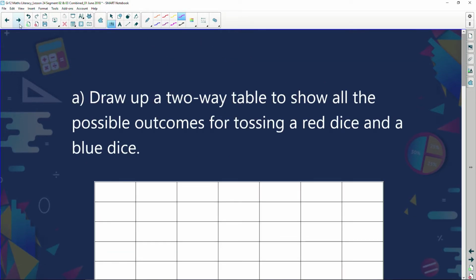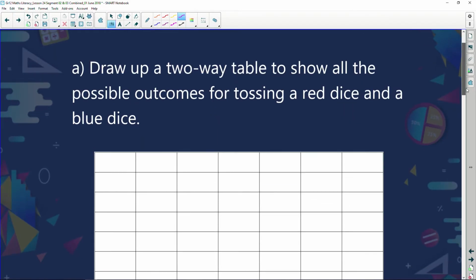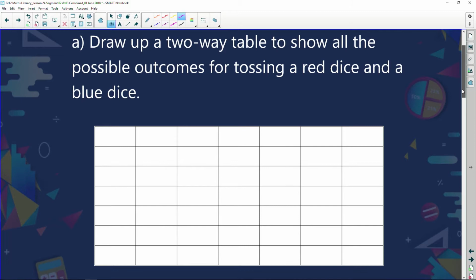Right, draw up a two-way table to show all the possible outcomes for tossing a red dice and a blue dice. Okay, so we've got 2 dice. We've got a red one and a blue dice. So I'm going to say the dice here is my red dice, and over here I'm going to have all my blue dice. Now remember, there are different outcomes. My red dice, it could actually be a 1 or a 2 or a 3 or a 4 or a 5 or a 6. Okay?